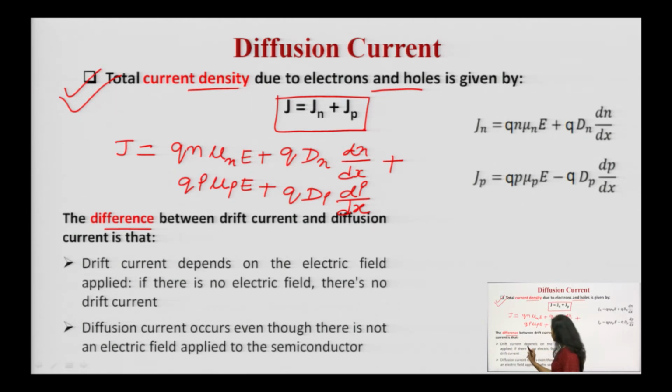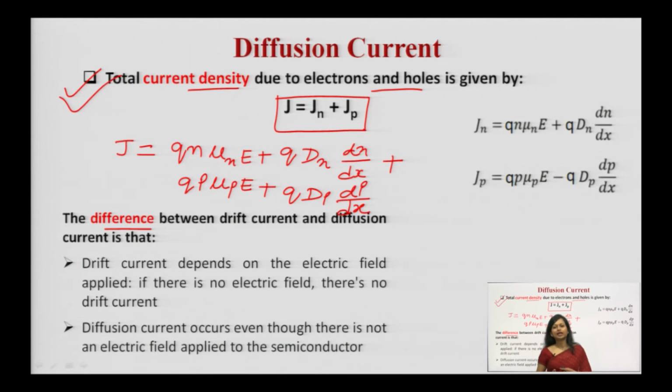See, drift current depends on the electric field. If there is no electric field, there is no drift. Means drift of charge carriers, drift of electrons, drift of holes will be there only in the presence of the applied electric field. In case there is no electric field, there is no drift in the charge carriers. Diffusion current occurs even though there is no applied electric field across the semiconductor.